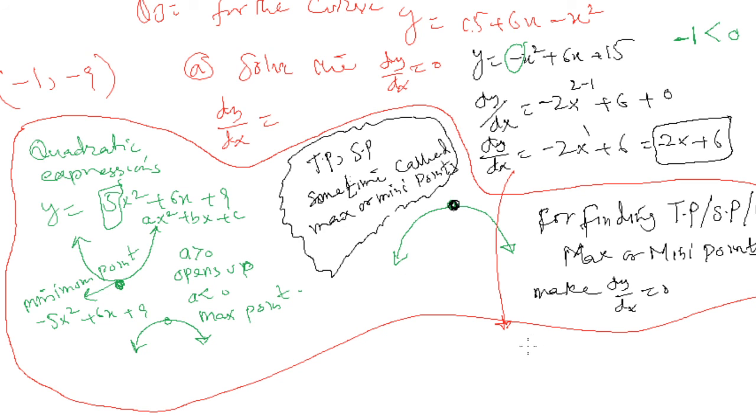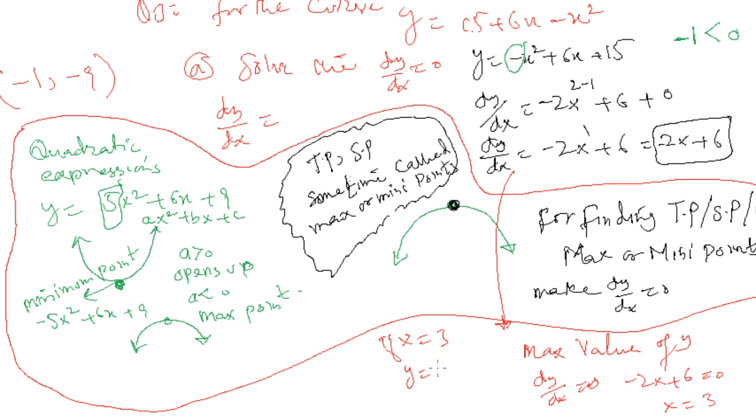So it's very simple. To get the maximum value of y, put dy dx equal to 0. So it gives us minus 2x plus 6 equals 0. So x is equal to 3. Now if x is 3, then what will y be? y is 15 plus 6x minus x square. So put the value here, 15 plus 6 into 3 and minus 3 square.